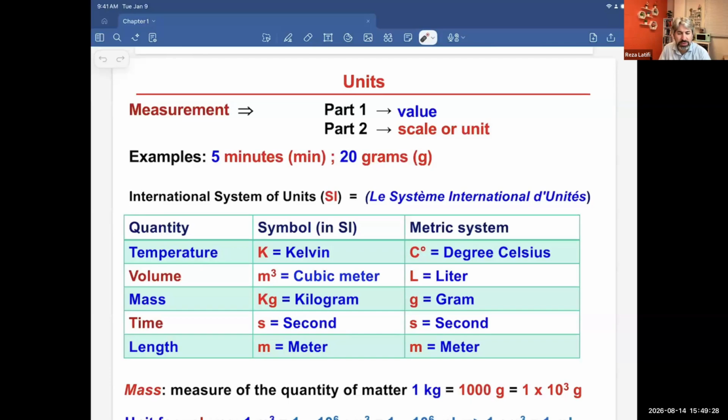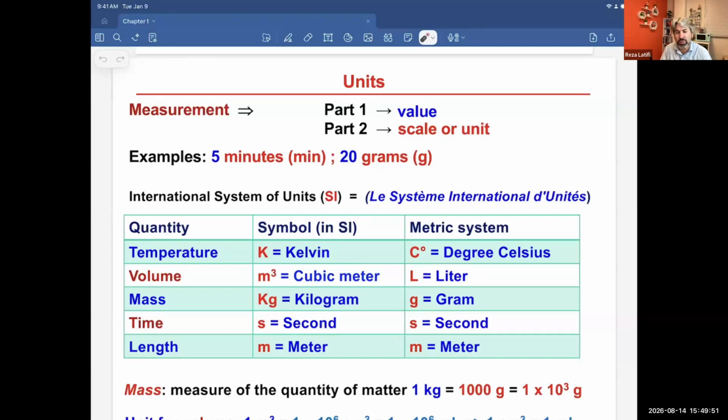We also have the imperial system, which the US and some countries like the UK, and also Australia to some extent, use. For example, for mass, we go with pound instead of gram. But if you're writing any scientific report, you should report the data in the SI system.